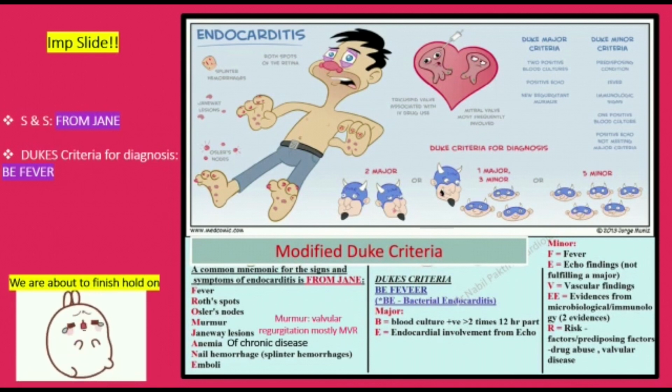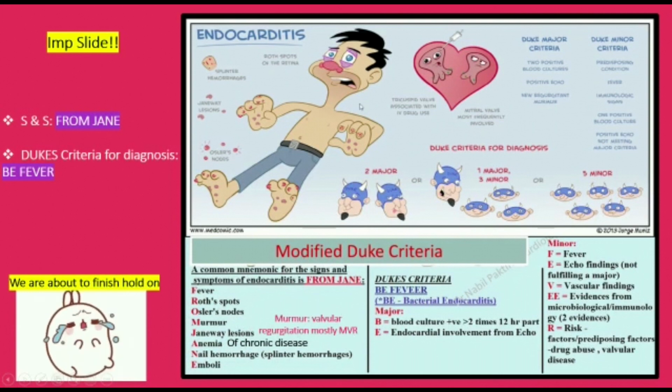So ending with the endocarditis signs and symptoms and criteria for diagnosis. To memorize the signs and symptoms, you can memorize FROM JANE, which includes fever, Roth spots, Osler nodes, murmur, Janeway lesion, anemia of chronic disease, nail hemorrhage or splinter hemorrhage, and finally emboli. The murmur usually is caused by valvular regurgitation, mostly mitral valve regurgitation.